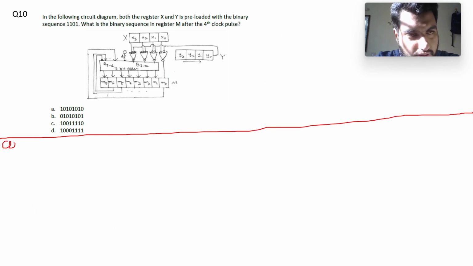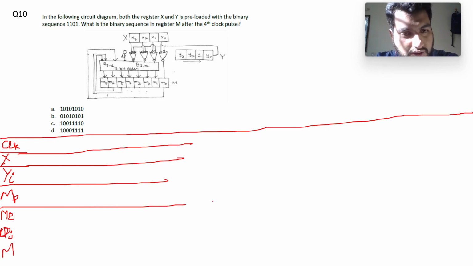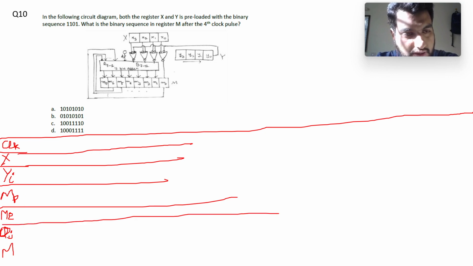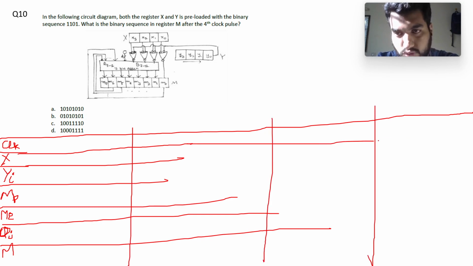So here I will write clock, here I will write X, here I will write YI. These two can fit in small width. Then I have M from previous, so I will write it previous. Then I have M that is input to the adder, MI. Then I will have another input that I will write OI, and then I will have the M. So this is clock cycle 1, this is clock cycle 2, this is clock cycle 3, and finally we have the fourth.